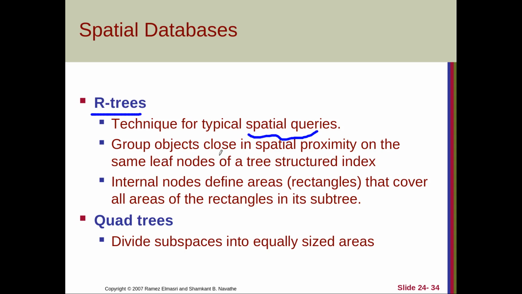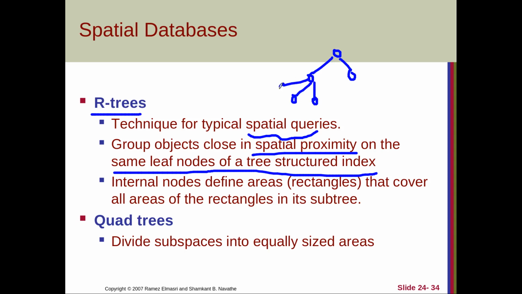It groups objects close in spatial proximity on the same leaf node of a tree structure. So if this is a tree, it will group all the objects on a particular leaf node. Group objects close in spatial proximity. For example, all the buildings in a particular village will be part of the same leaf. In this way, it will be represented in the case of R trees.